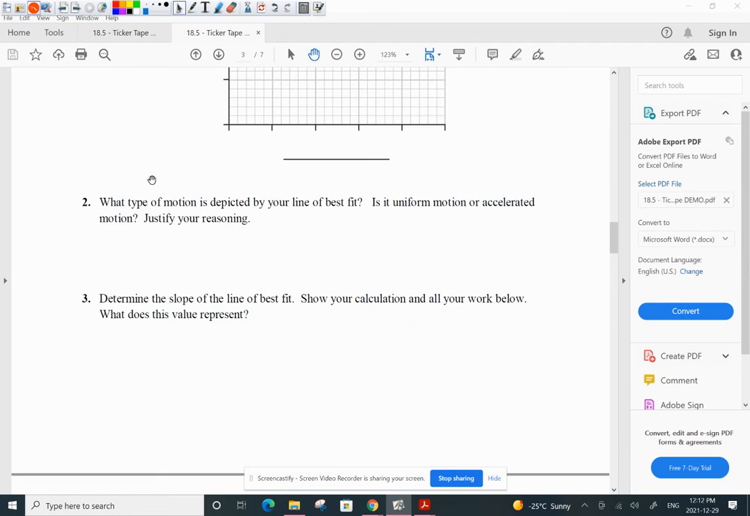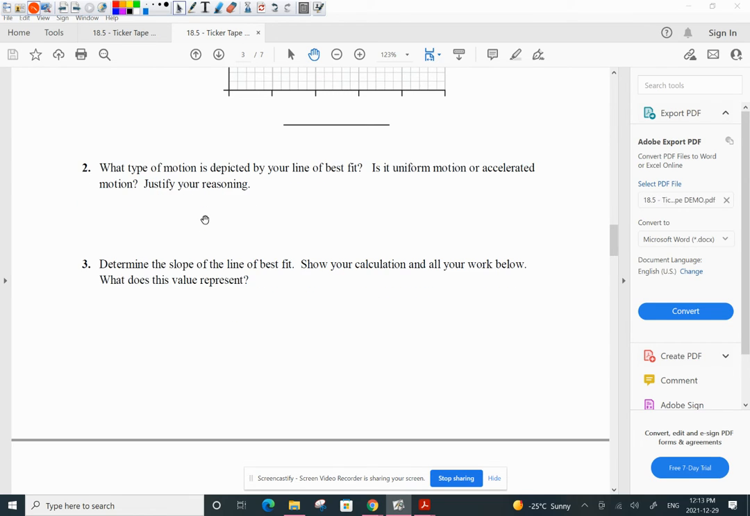You're doing question 2. What type of motion? Is it uniform or is it uniformly accelerated motion? Justify your reasoning, explain why, and then determine your slope. So you've got to use the slope of your line. Once you plot your line out, you're taking positions high up and low on the line, and use your formula, write everything out, show your work.